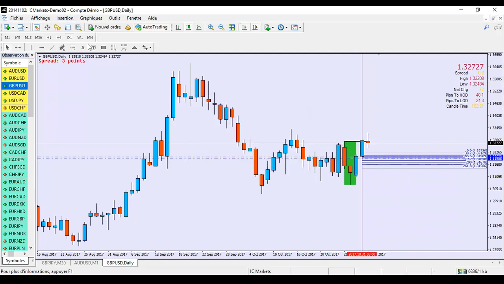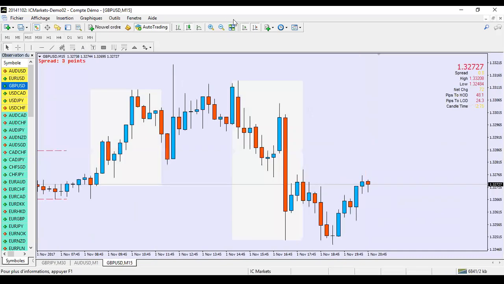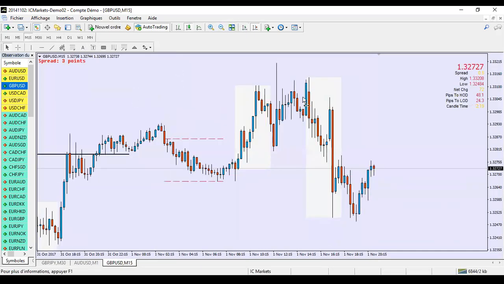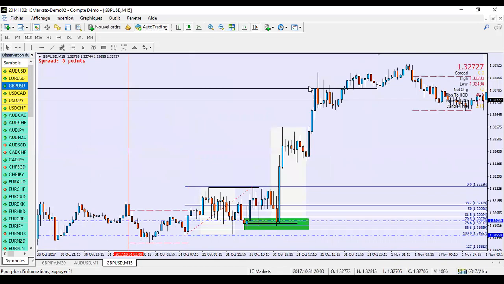That's it. So when I go back in my 15-minute chart, that price is my take profit. Wow. That's the next high of the day to be broken.